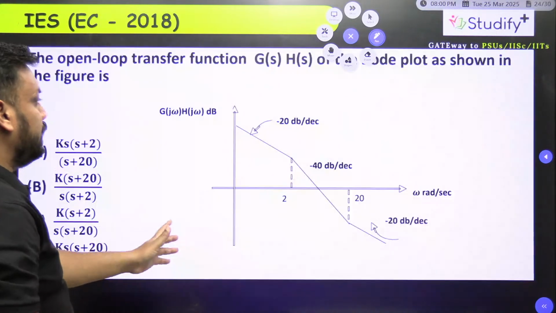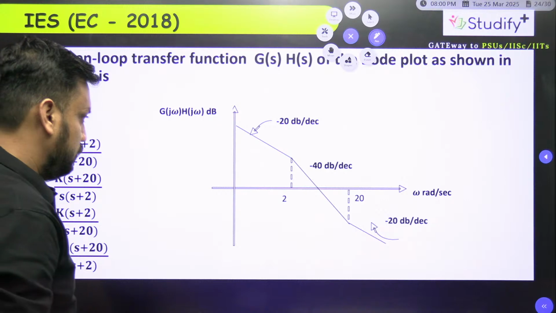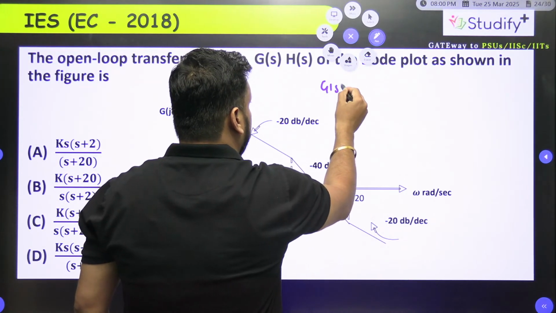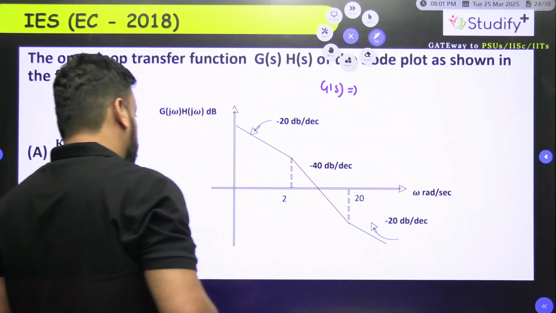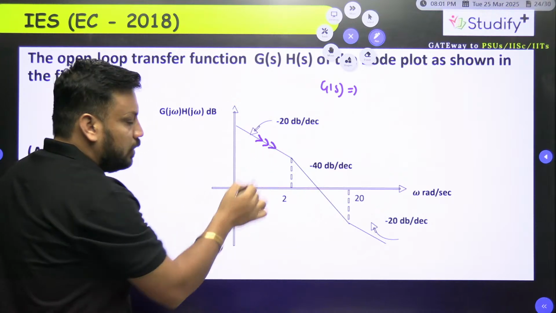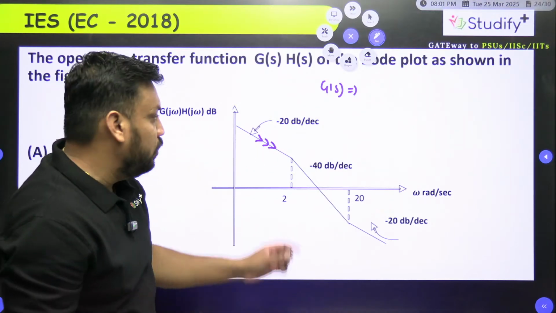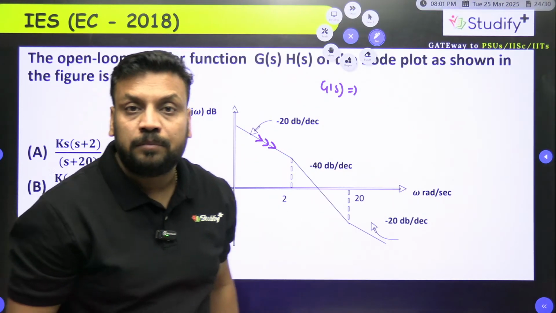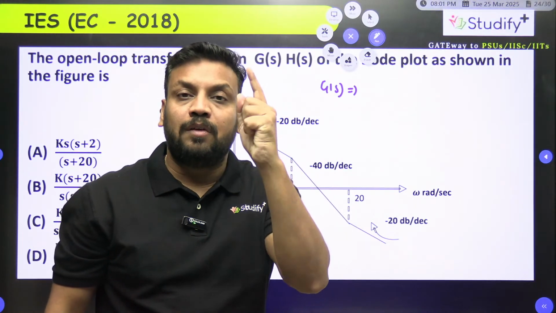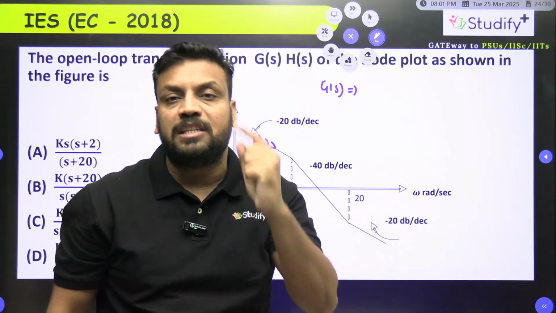चलिए आगे चलते हैं next question की तरफ. Again a beautiful question where you just need to identify the pole zeros. So tell me what is the initial slope, beta. When you observe, you will get to know the initial slope is minus 20. Minus 20 means 1 pole at origin.